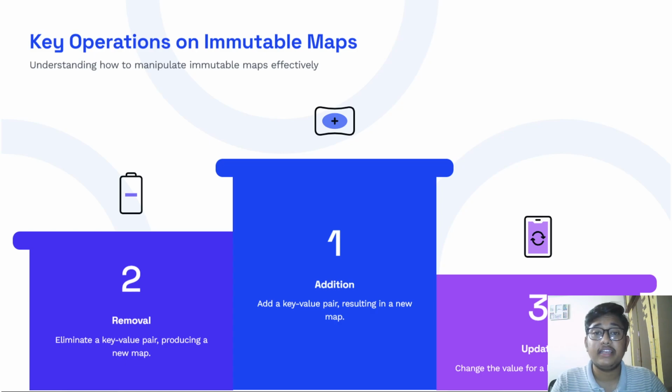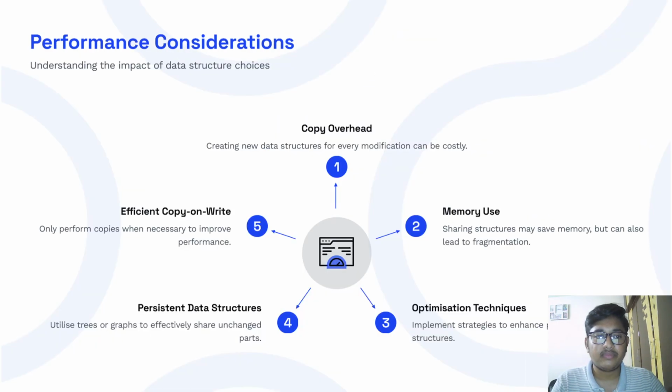What are the three major key operations on immutable maps? First one is addition: adding a key value pair, resulting in a new copy of the map instead of the original one. Second one is removal: eliminating a key value pair, producing a new map. Third one is update: changing the value for a key and creating a new map.